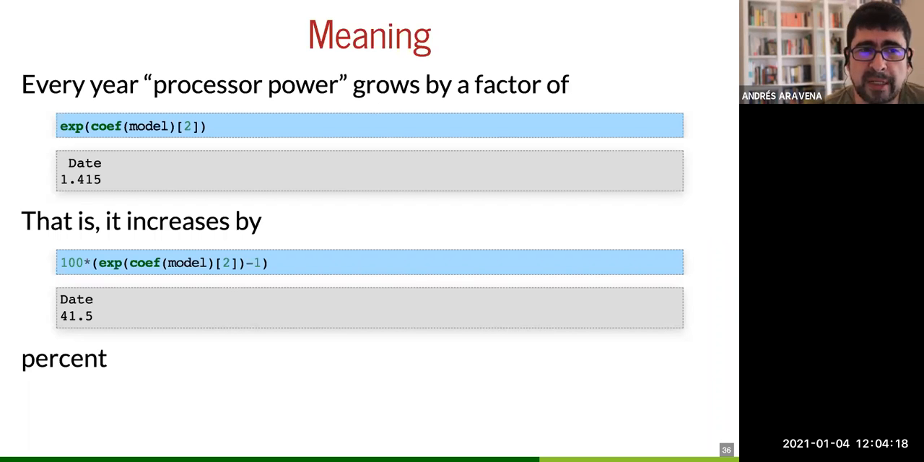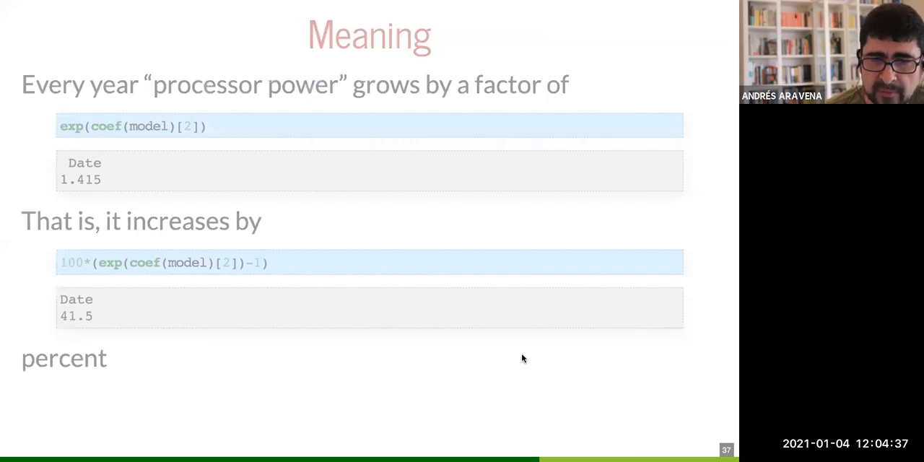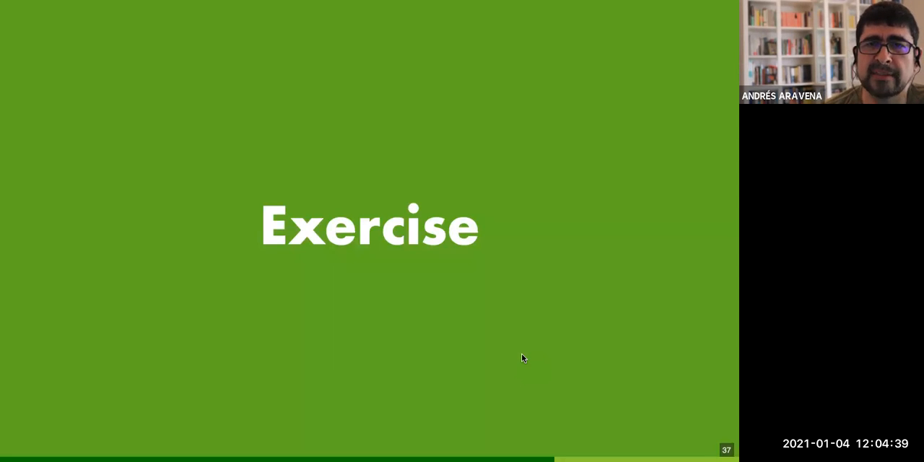Okay, let's do something practical. We have a little time before going for lunch break. Let's do something practical, okay? Okay. Why is this thing one here? Exercise.